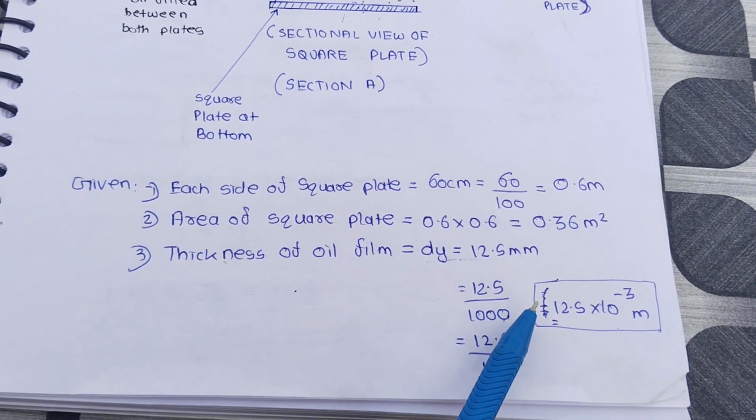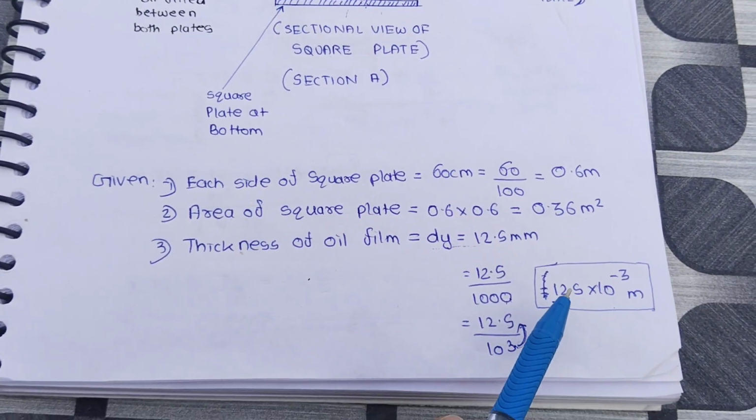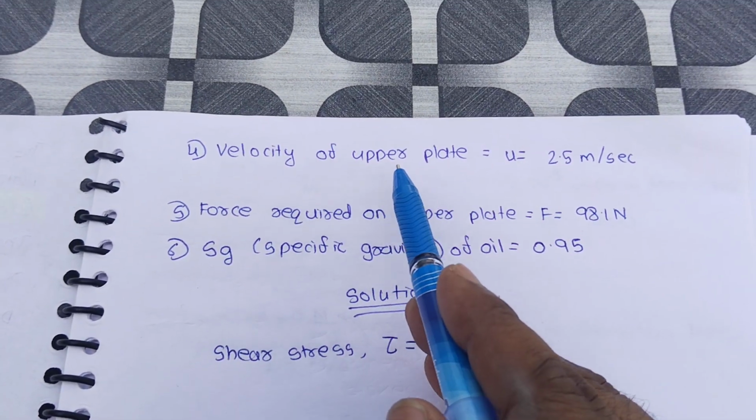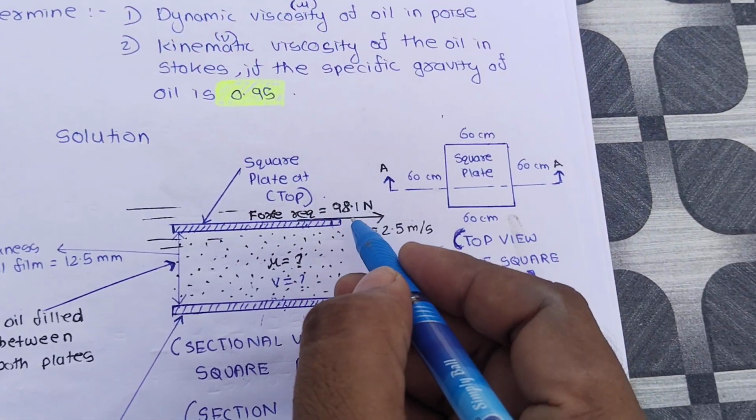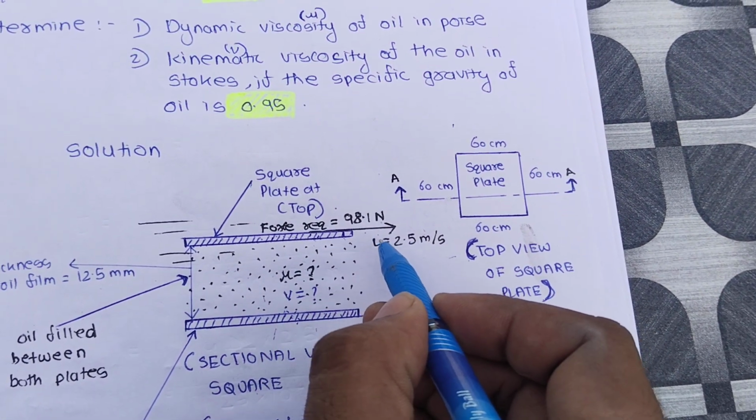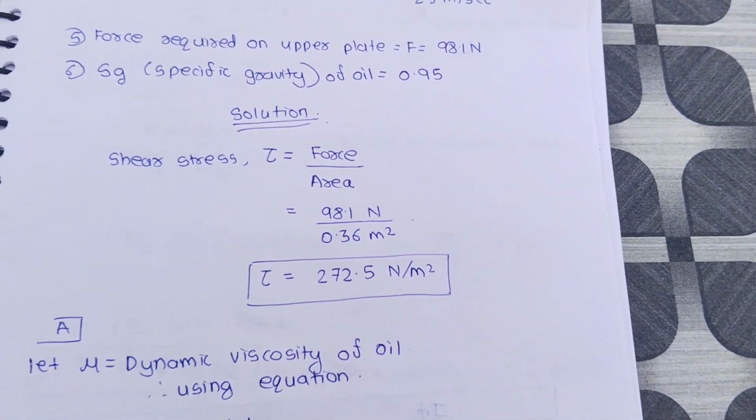Okay, so dy will be 12.5 into 10 raised to minus 3 meter. Fourth, velocity of the upper plate u is equal to 2.5 meter per second. Okay, so this is u. Upper plate is movable plate. 2.5 meter per second is given.